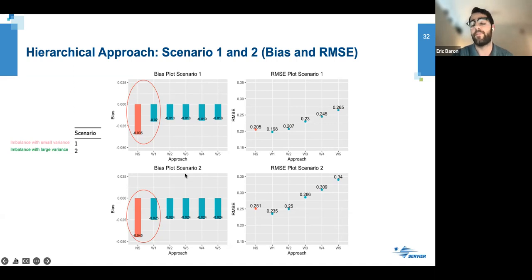We explore scenario two, an imbalance with larger variance, to see whether increased variation in the response influences our inference and our model's results. And once again, pink was the non-stratified approach, and then weight one to weight five was more and more weight on the fifth stratum. If there are questions, we can also go back to this slide.